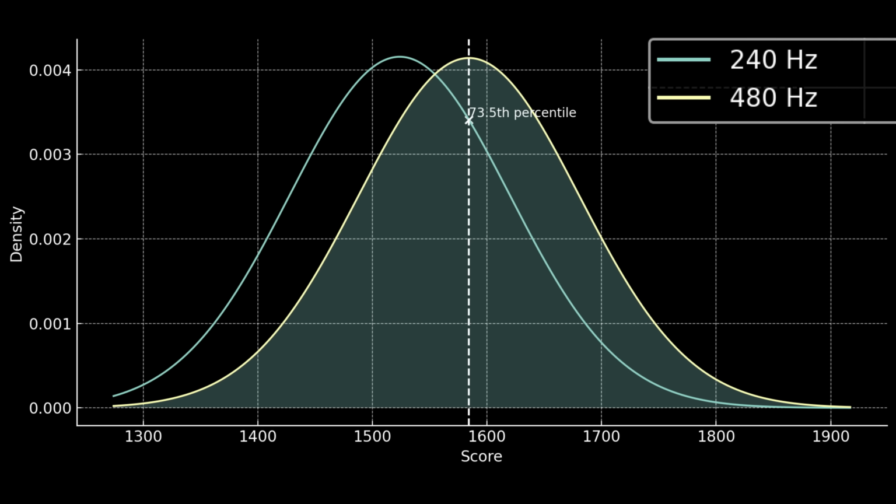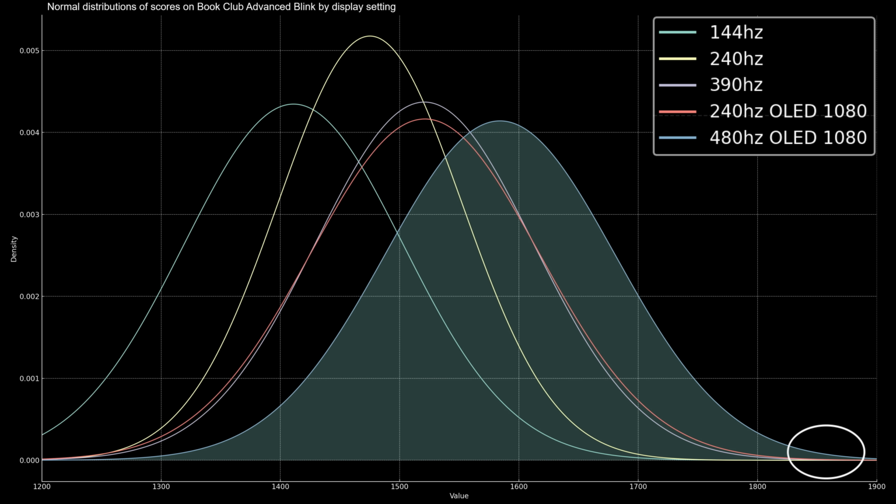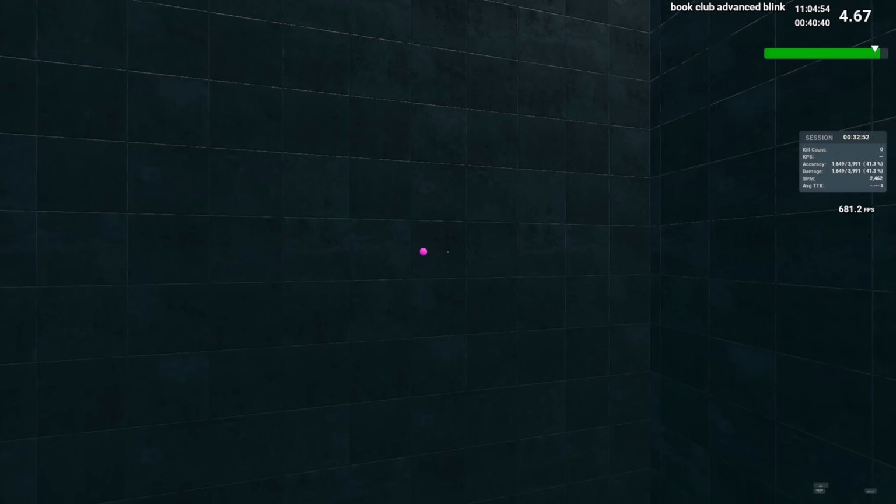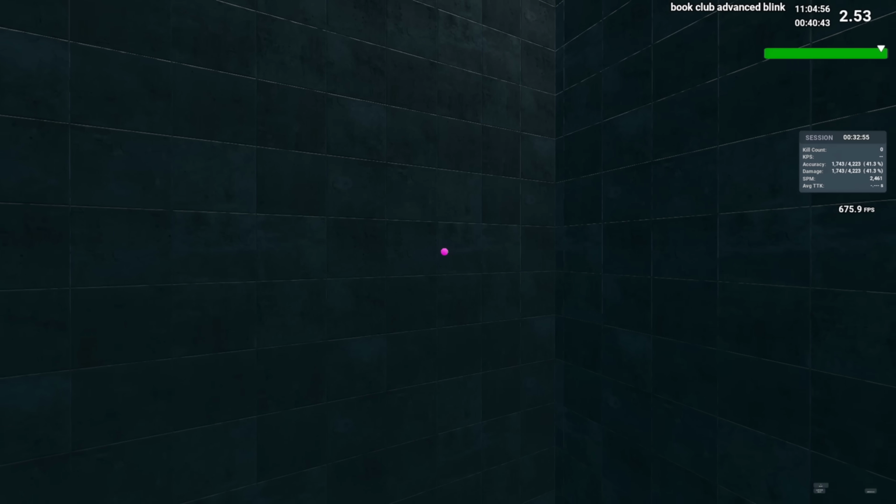And to compare apples to apples, only the top fourth of my scores with the 240Hz OLED match the average of the 480Hz OLED scores. Now if we look at the right end of the graph, where all the other settings have trailed off to negligible figures, there's still a reasonable probability of getting a score out here on the 480Hz OLED. And this is supported by the data I got, because I hit a new personal best during testing.